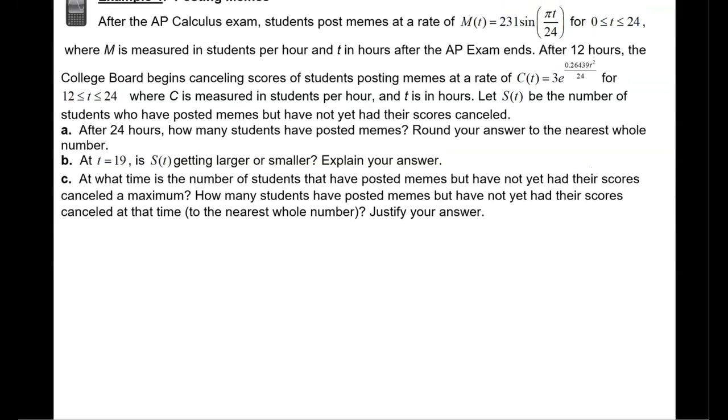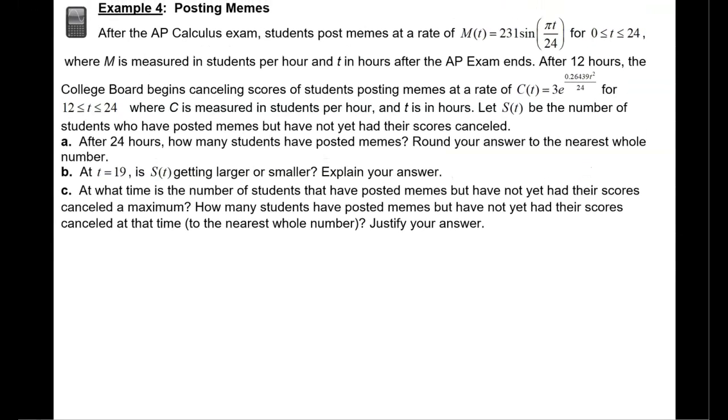So in this first problem, we have, after the AP Calc exam, which this is probably fairly true, many students post memes. They post memes at a rate of M of t equals blah, blah, blah. So right away, calculator problem. If I'm doing this problem on the AP test, I don't even read any further. I'm going to, at this point, take out my calculator and put that function into Y1.